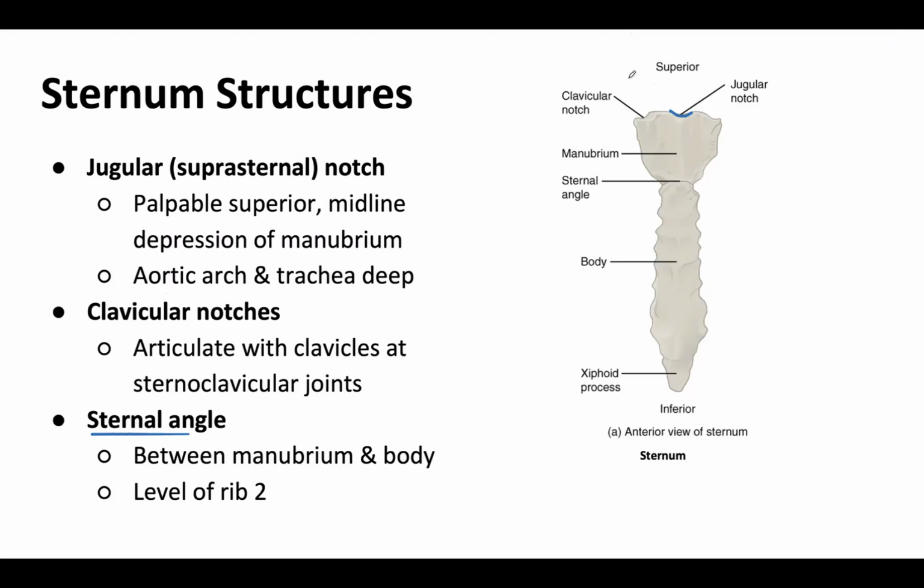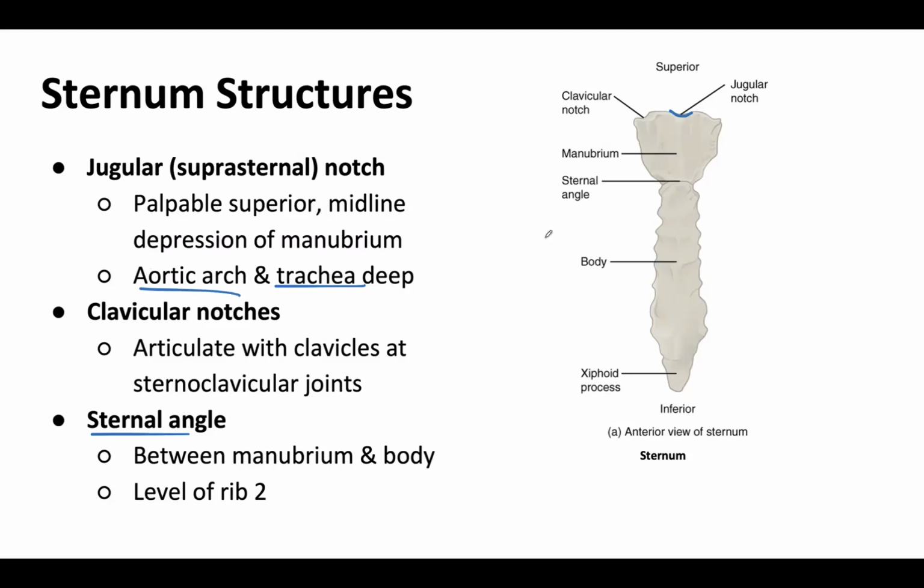So what you can do with this palpation is it gives you some bearings to understand some of the surrounding structures. For instance, the jugular notch is superficial to some pretty important structures, such as the aortic arch, as well as the trachea is even deeper to that. So that's all in that deeper plane.